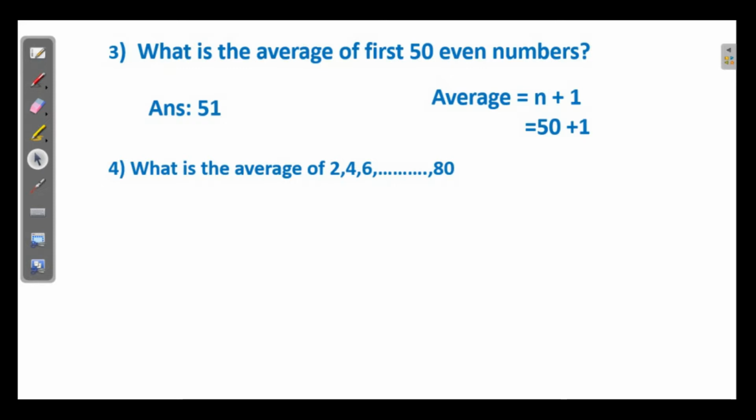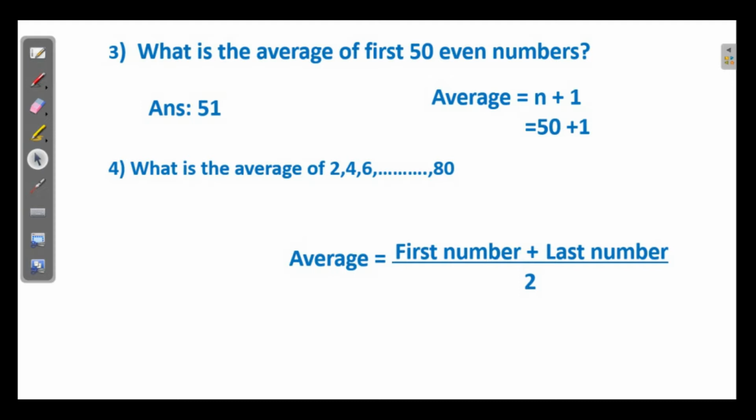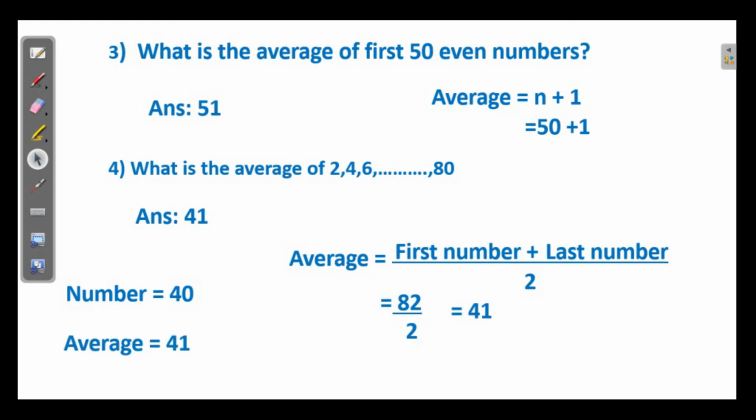What is the average of 2, 4, 6 up to 80? The first number and the last number are given. Average is equal to first number plus last number divided by 2. 82 by 2 is equal to 41. In another way also you can do. Number of terms is 80 divided by 2, which is 40. So, average is equal to 40 plus 1, 41.